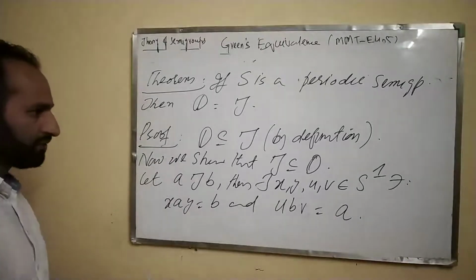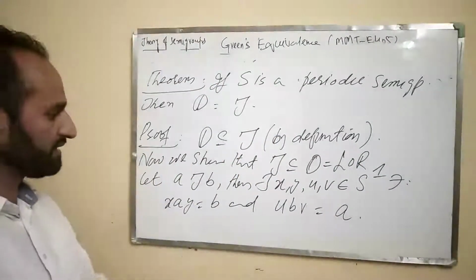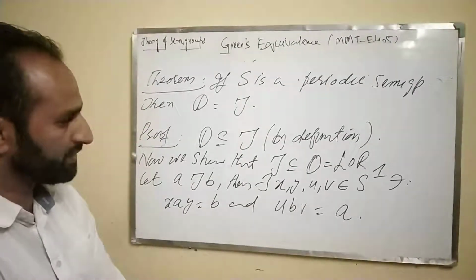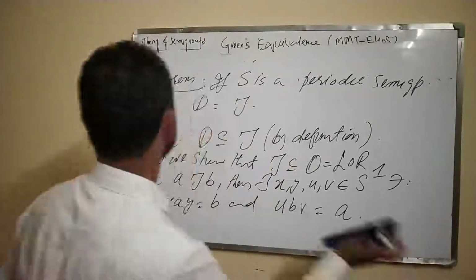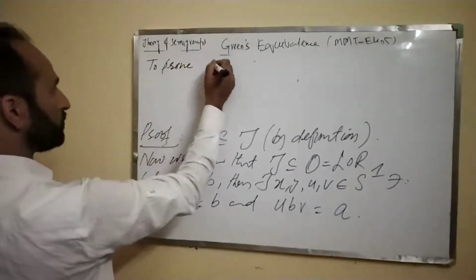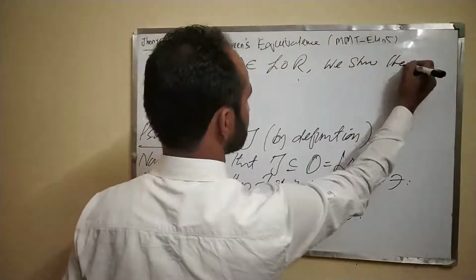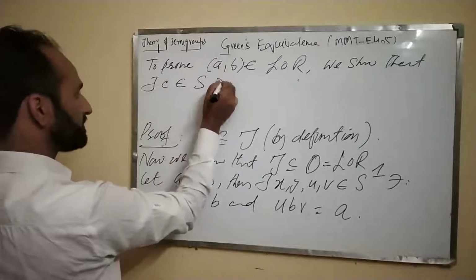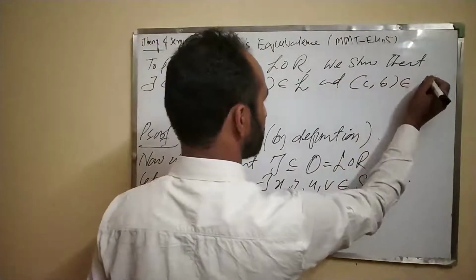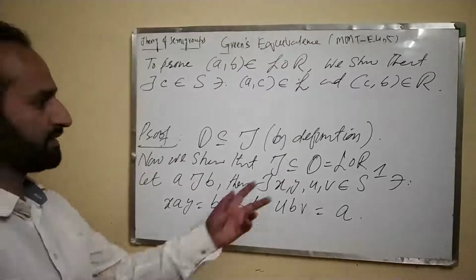So in order to prove that it belongs to D, what's D actually? D is equal to L composed with R. So we need to show that there exists C in S such that (A, C) belongs to L and (C, B) belongs to R. So to prove (A, B) belongs to L composed with R, we show that there is C in S such that A is L related to C, and C is R related to B. So we need to find this element actually.